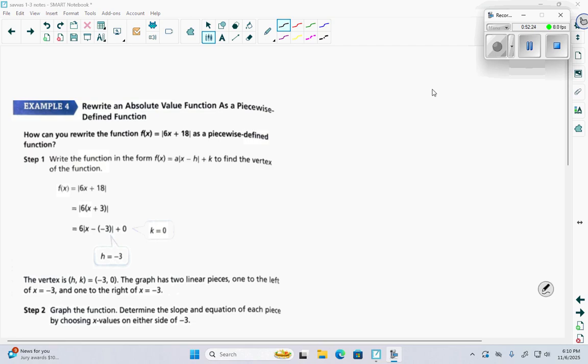So I want you to understand how the book explained it. I think there's actually an easier way to do this, so then I'm going to explain that as well. So you can use whatever method you want. I think both of them will work. It's just whatever one makes sense to you.